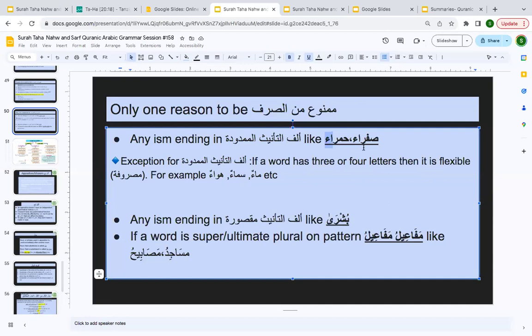Yes or no? It's not going to be with the dammatain. It's always with a single haraka, right? It is without tanween. Why is it without tanween? Because the word is mamnu min as-sarf, because both alif ta'anis mamduda and alif ta'anis maksura, words ending with these alifs, are going to be partly flexible. But when you look at sama'un, ma'un, hawa'un, are these words going to be partly flexible? Why?